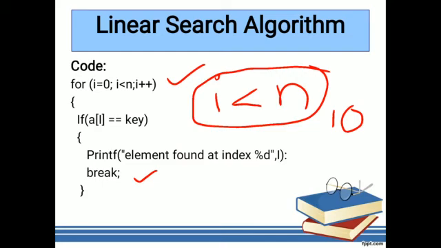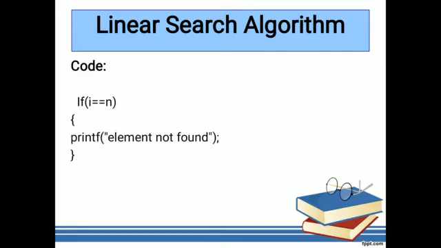So even though the 10 elements are over, then what will we do? When the condition fails, that means when the total number of elements are over, in that case, when the i value is equal to n, it will print element not found. After i less than n, again the value is incremented, and the i value becomes equal to n. So whenever the i value is equal to n, it will simply print element not found. So this is the case we will follow in the linear search algorithm.